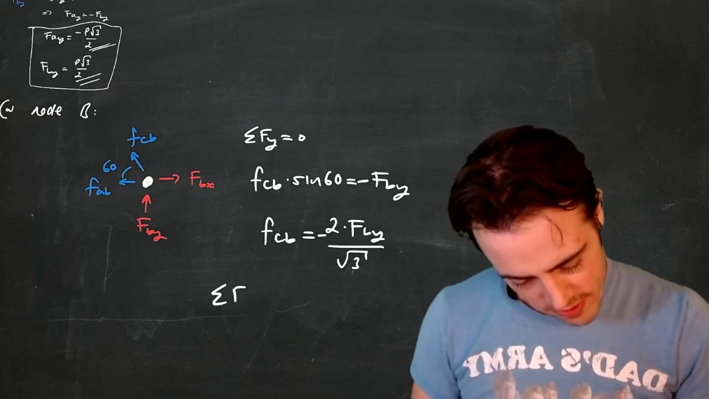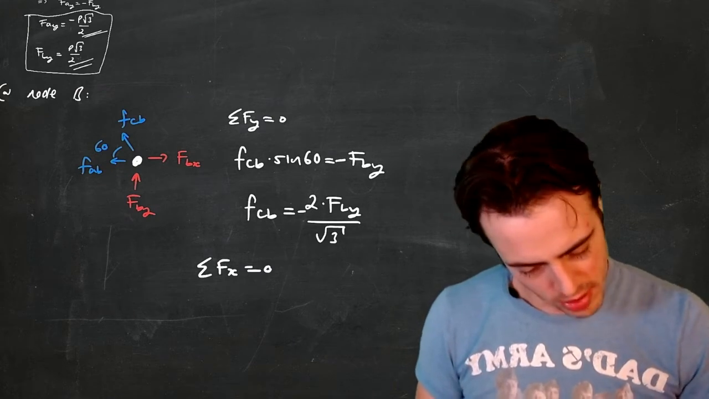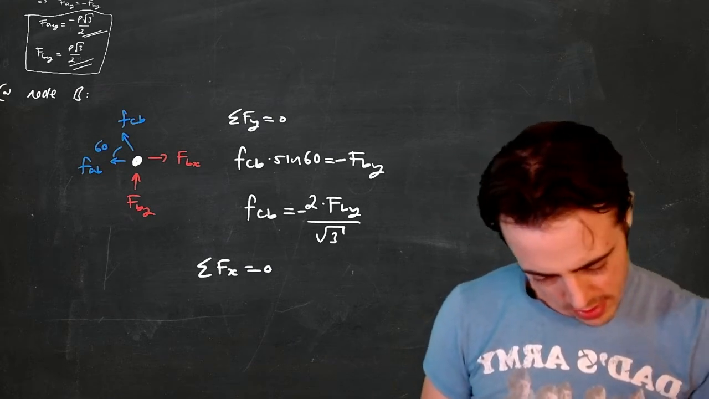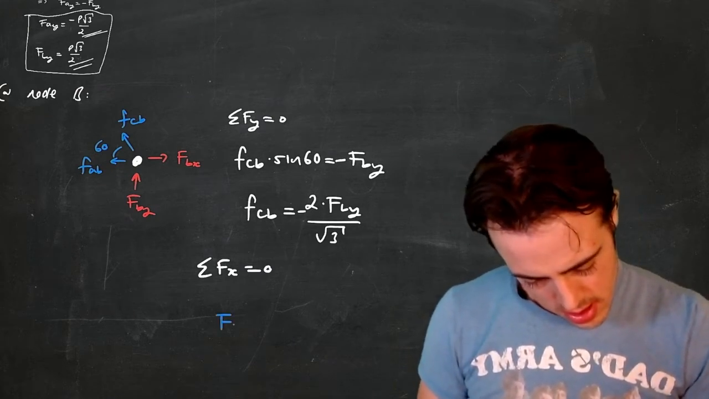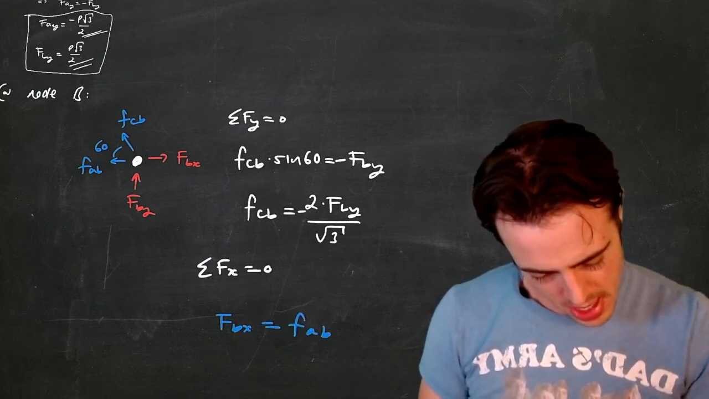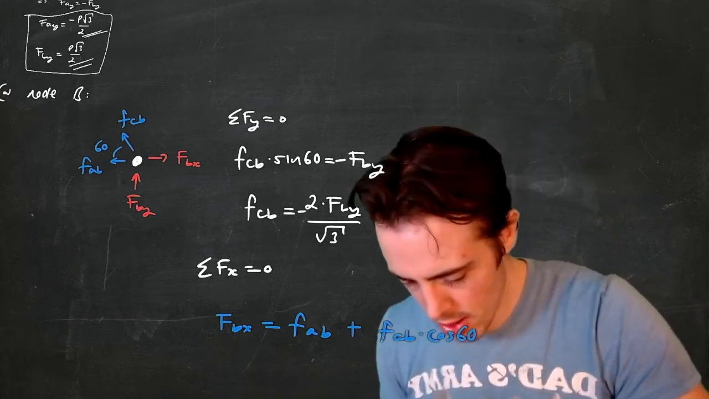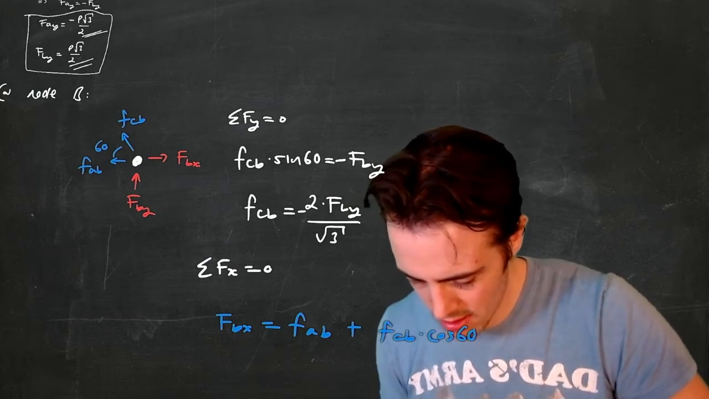We also know the sum of forces in the x direction has to be equal to 0, so let's write this out properly because I failed to do that a moment ago. Let's say FBX is equal to FAB plus FCB cosine 60. Cosine 60 is a half, I think. Yep, a half.